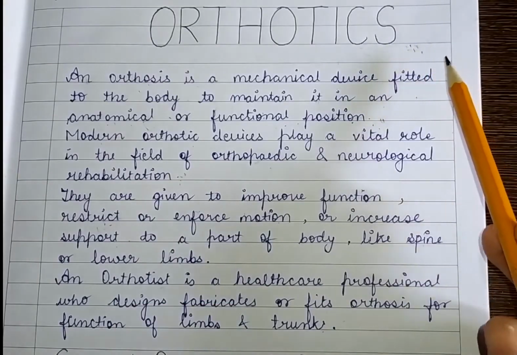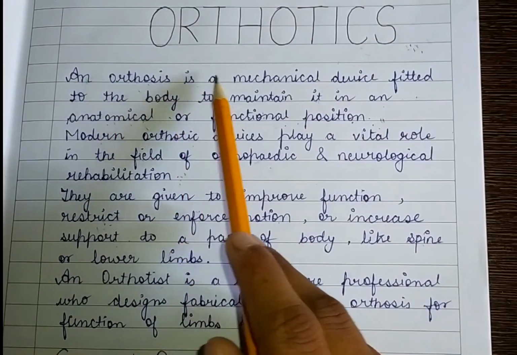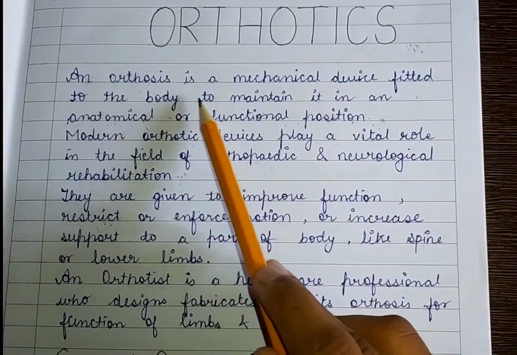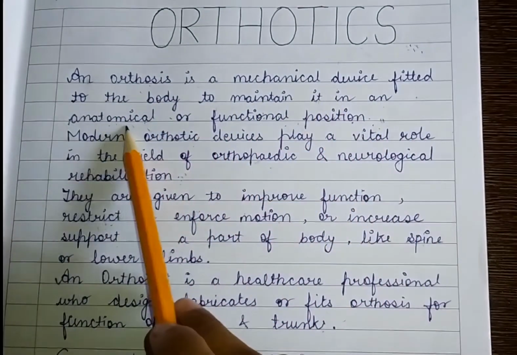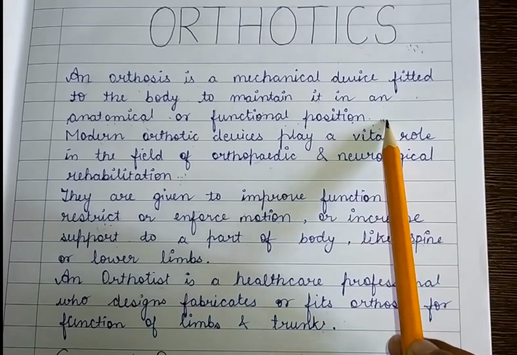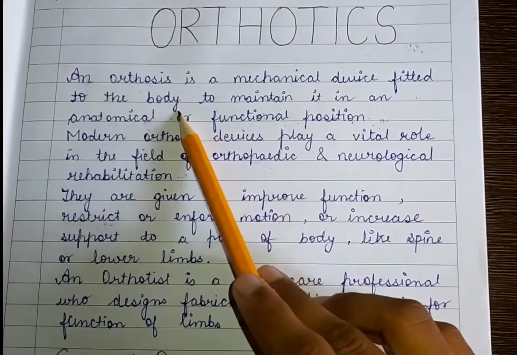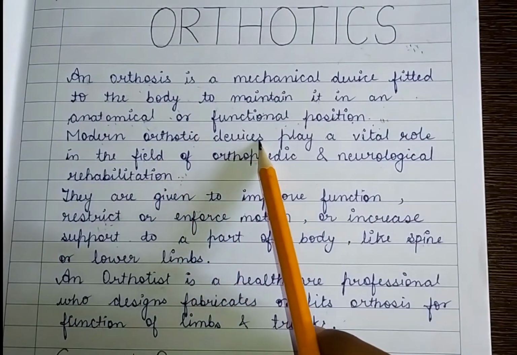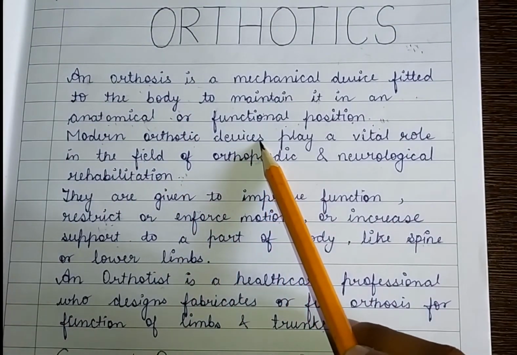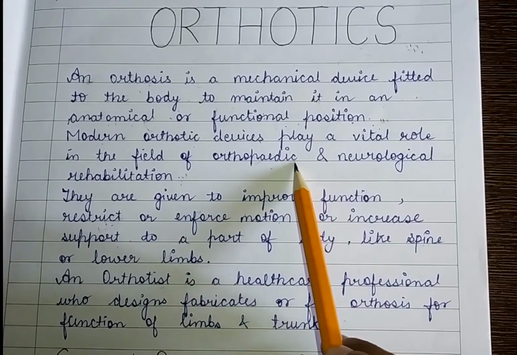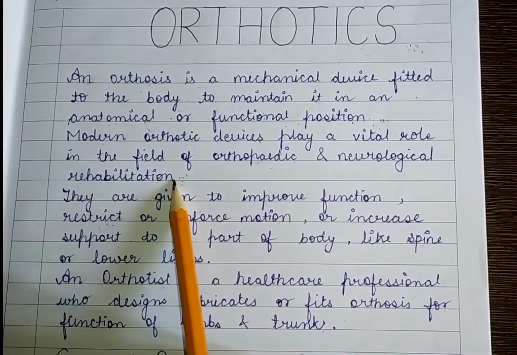The definition of orthosis is: an orthosis is a mechanical device fitted to the body to maintain it in an anatomical or functional position. So they are external mechanical devices fitted to the body. Modern orthotic devices play an important role both in the field of orthopedic and neurological rehabilitation.